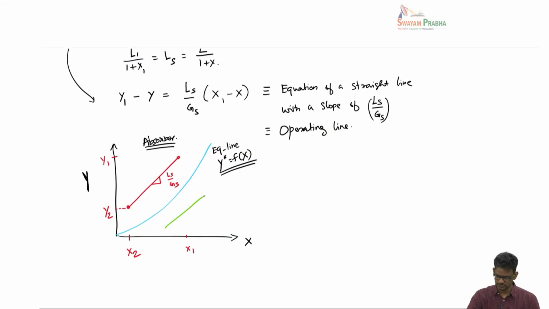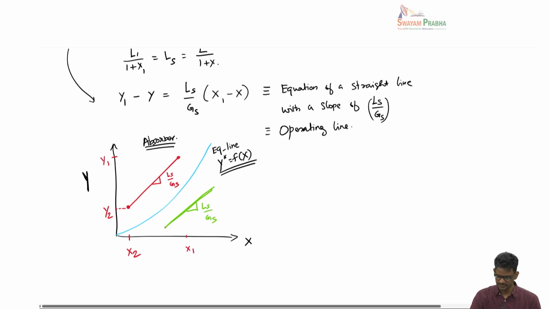Now if you have a stripping operation, you will do exactly the same. The only difference is this operating line will fall below the equilibrium line, and this line will have exactly the same slope as before, Ls by Gs. This is for the stripping operation.